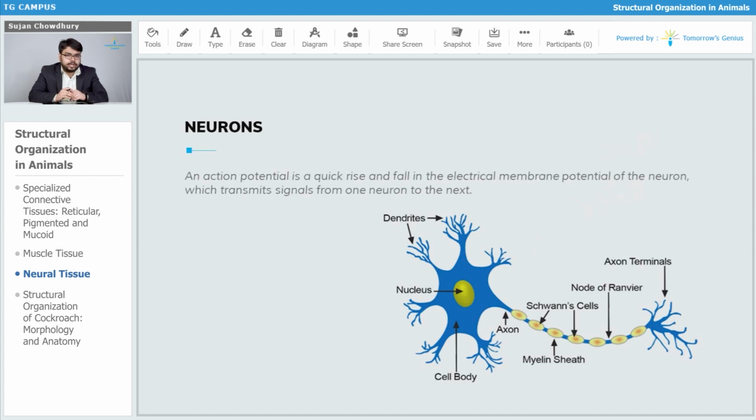So what is an action potential that is being sent by the nerve cells? Let us find out. An action potential is a quick rise and fall in the electrical membrane potential of the neuron, which transmits signals from one neuron to the next. You'll be surprised to know that the inner side of the neuron is usually negatively charged at rest, and the outer environment of the neuron is positively charged at rest.